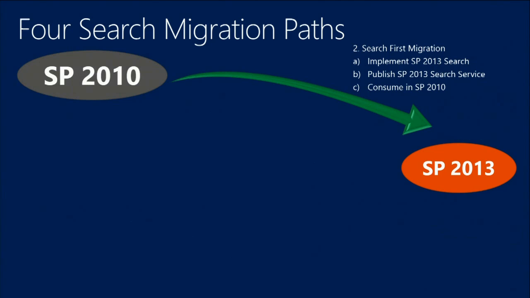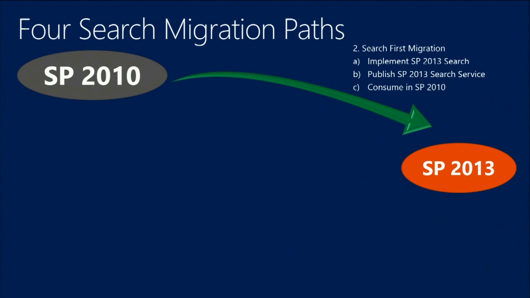The search first migration, my personal favorite, and the customers I have talked to also prefer this way of doing migration, because it's something that you can do more over time. So you can get up your SharePoint 2013 installation with search only. You configure the sources, pointing the sources to 2010 and all the other sources that you have within your 2010 solution. You're doing the crawling, and you can then consume from 2010.